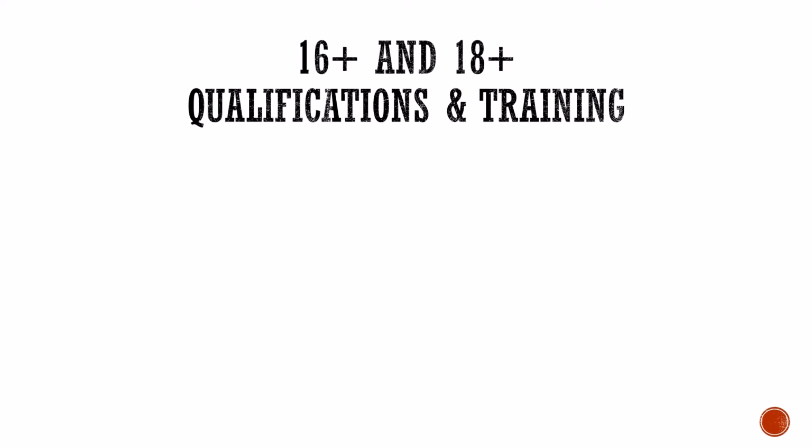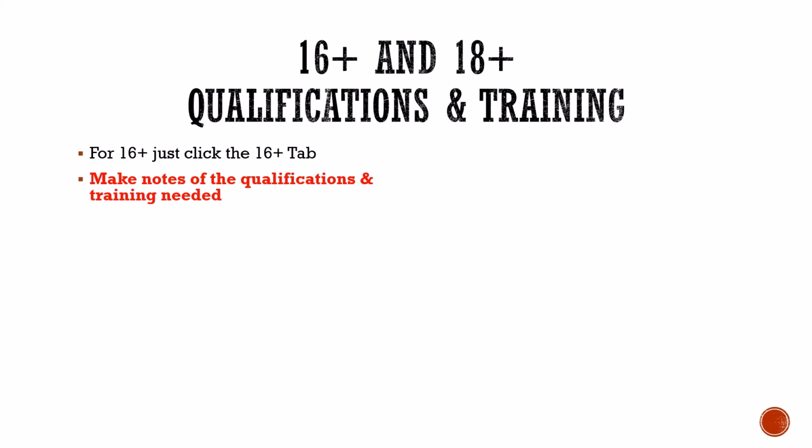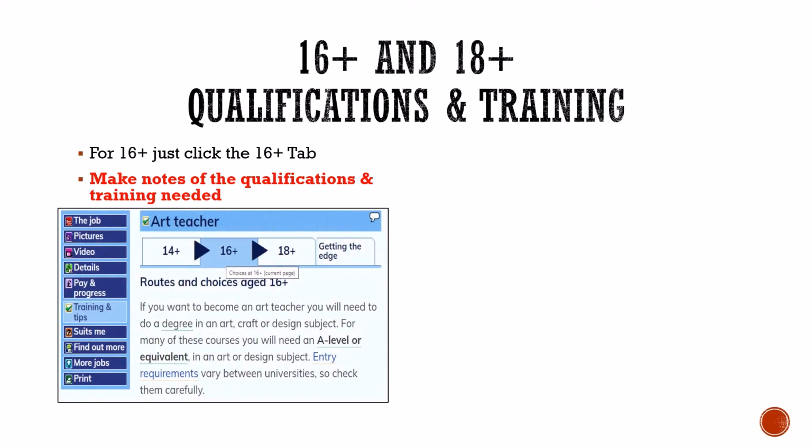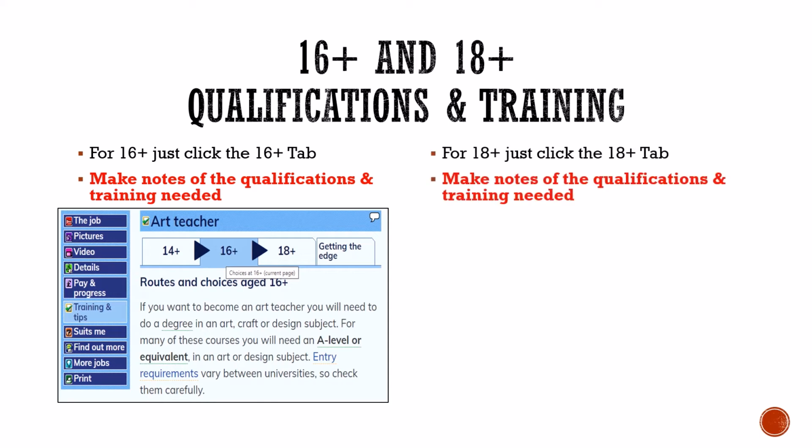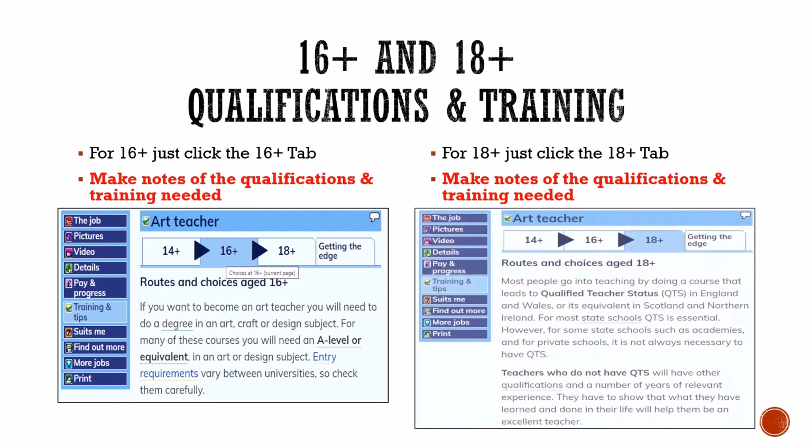For 16 plus and 18 plus qualifications and training, we are going to click separate tabs. So for 16 plus, I want you to click the 16 plus tab and make notes of the qualifications and the training needed. As you can see in the picture, 16 plus is selected, and I want you to read through that and make notes on the qualifications and training needed at 16 plus. For 18 plus, again, you just click the 18 plus tab and make notes of the qualifications and training needed under that tab. It usually outlines routes and choices aged 18 plus.